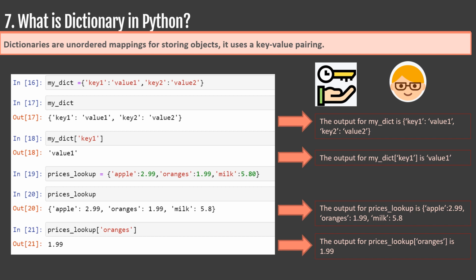In the Python code example shown above, myDict is the dictionary formed with the keys and values as key 1 is to value 1 and key 2 is to value 2. myDict of key 1 gives the output of the value, which is value 1. Prices lookup gives the keys and values of the dictionary, that is apple as 2.99, oranges as 1.99, milk as 5.8. Prices lookup of oranges, where oranges is the key, gives the value in the output as 1.99 as per the dictionary formed in the previous step.